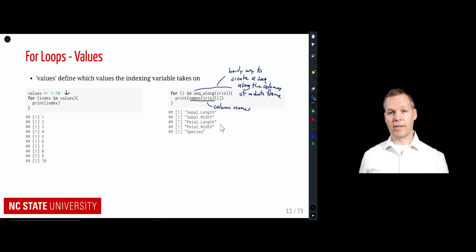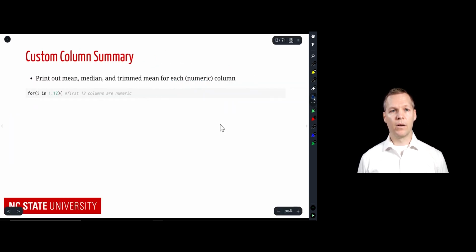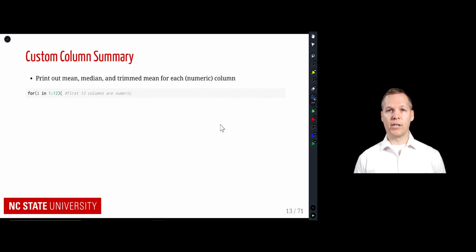Let's see how to take this kind of idea and apply it to our problem of a custom summary of columns. We want to go ahead and print out the mean, median, and trim mean for each one of our numeric columns in our data set, this wine data. This first part here is just going to set up the index and the values that that index is going to take on. So I know that I have 12 columns that are numeric, and they are the first 12 columns of my data frame. And so I'm just going to say, let's let i, my index, take on the values 1 through 12.